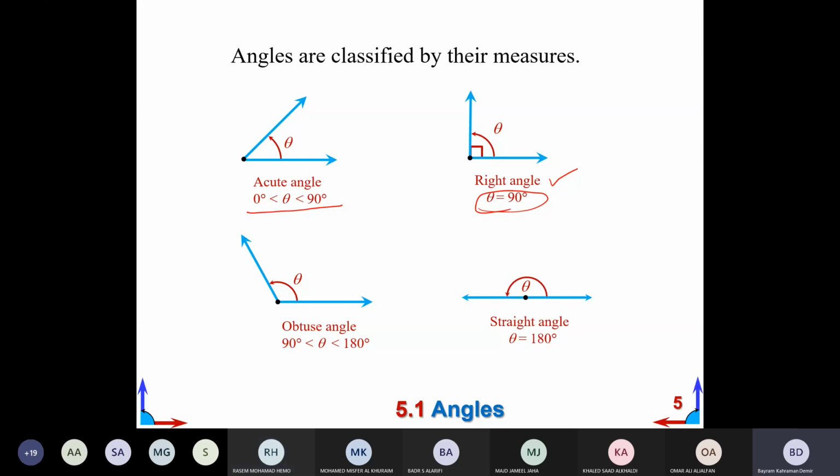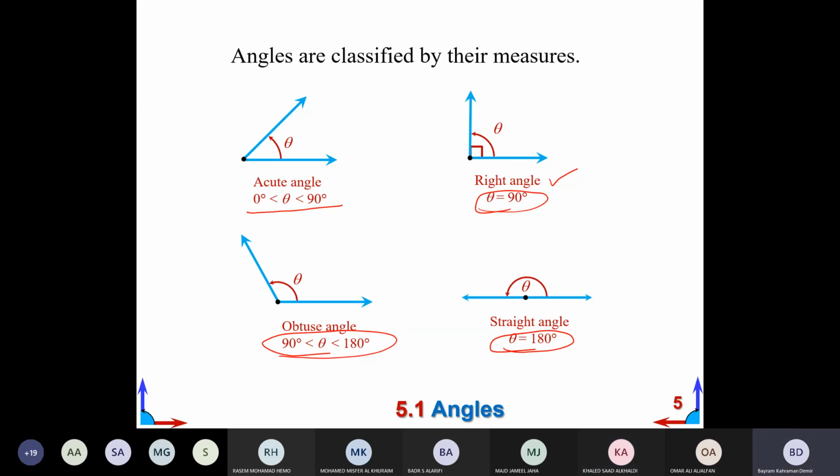So if something is 180 degrees, then we will call it a straight angle in English. In Arabic, zawiya mustaqima. Okay, how about obtuse angle? An obtuse angle is less than 180 but greater than 90. زاوية منفرجة, I think.